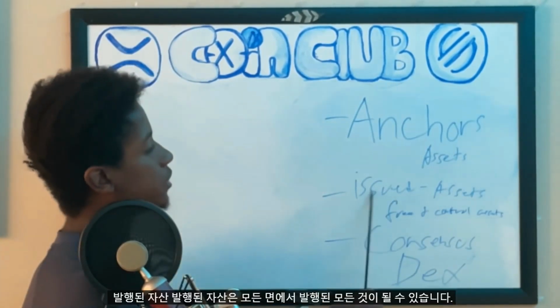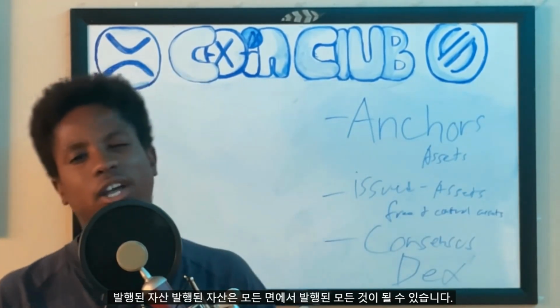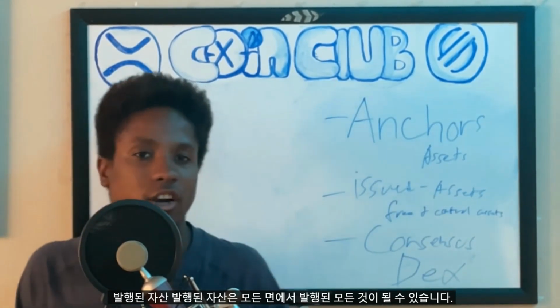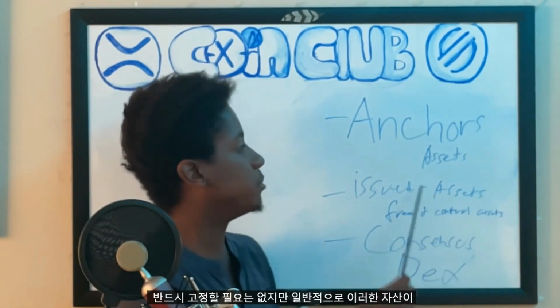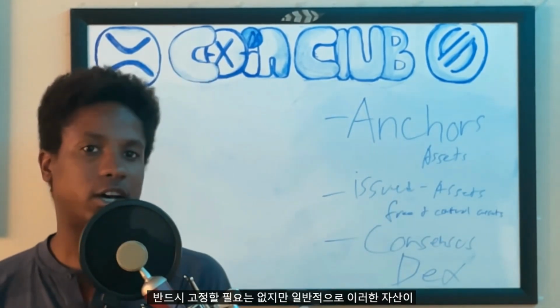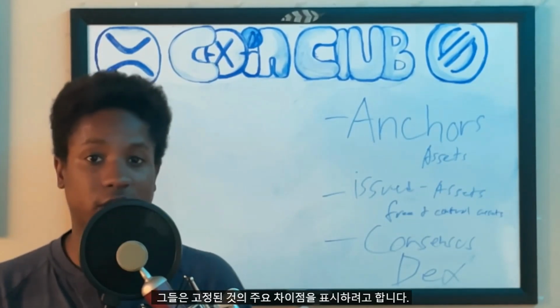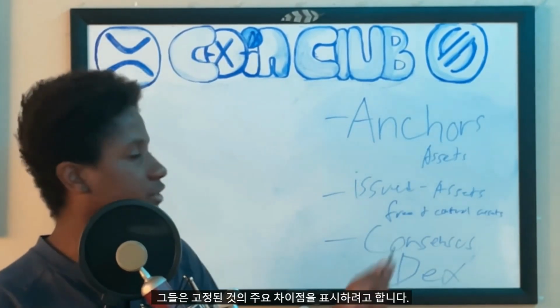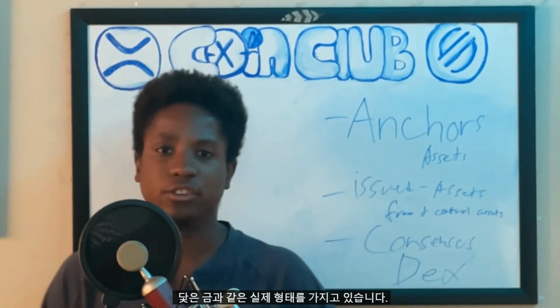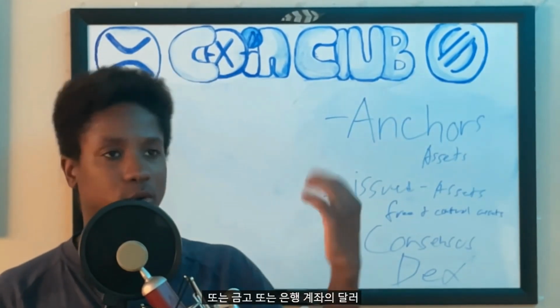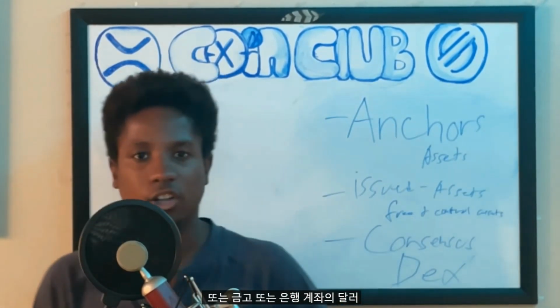Now, where this differs is issued assets. An issued asset can be anything issued in any regard at all. And it doesn't necessarily need to be anchored, but typically these assets are the representation of whatever they're trying to display. The main difference between anchored is the anchored has a real form of it, like the gold in a vault or $1 in a bank account.